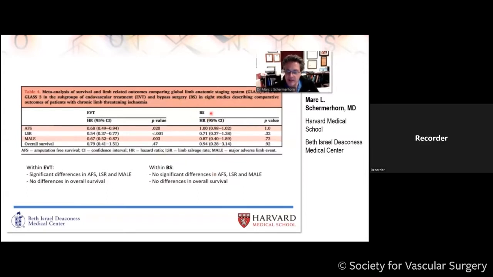When analyzed separately in the bypass group, no differences were seen in amputation-free survival, limb salvage, MALE, or overall survival. Whereas in the endovascular group, there were significant differences in amputation-free survival, limb salvage, and MALE as you compared GLASS 3 with 1 and 2. No differences, once again, in overall survival.